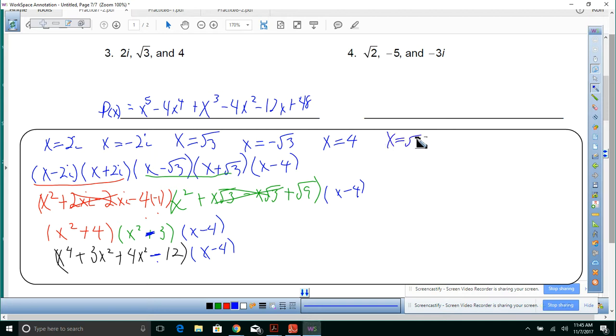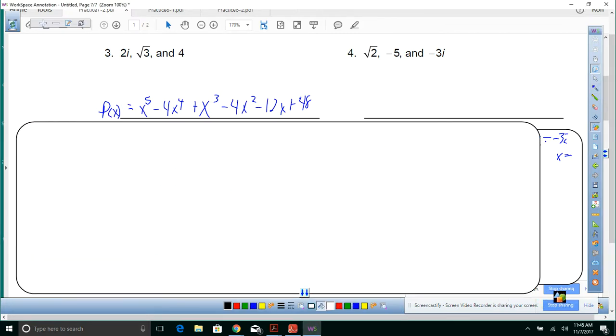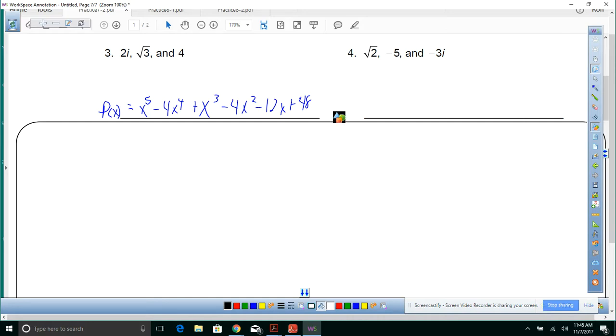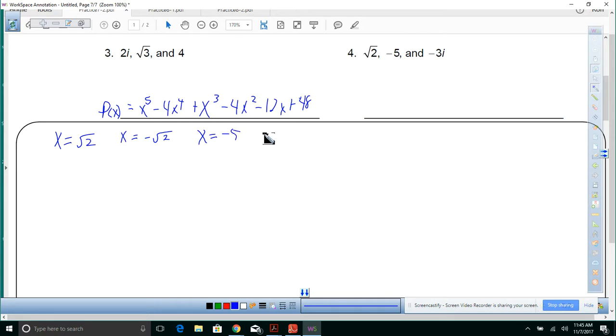Let's look at this in here. We got x equals the square root of 2, x equals negative square root of 2, x equals -5, and x equals -3i, and x equals, I'm not going to have enough room. Let's just go ahead and do another one of these here. And there we go. And let's do it over. We got x equals the square root of 2, x equals negative square root of 2, x equals -5, x equals -3i, and then x equals 3i. All right.